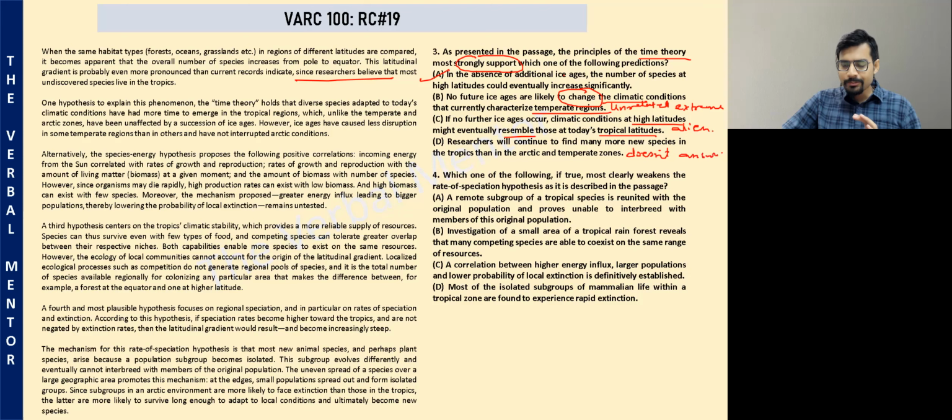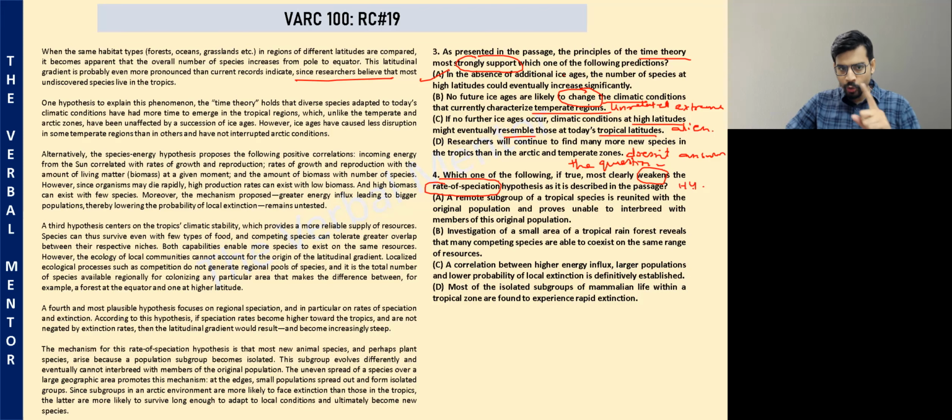Doesn't answer the question. It's not related to time theory. Okay. Which of the following, if true, most clearly weakens the rate of speciation hypothesis, which is hypothesis 4. Okay, so we have to weaken hypothesis 4.